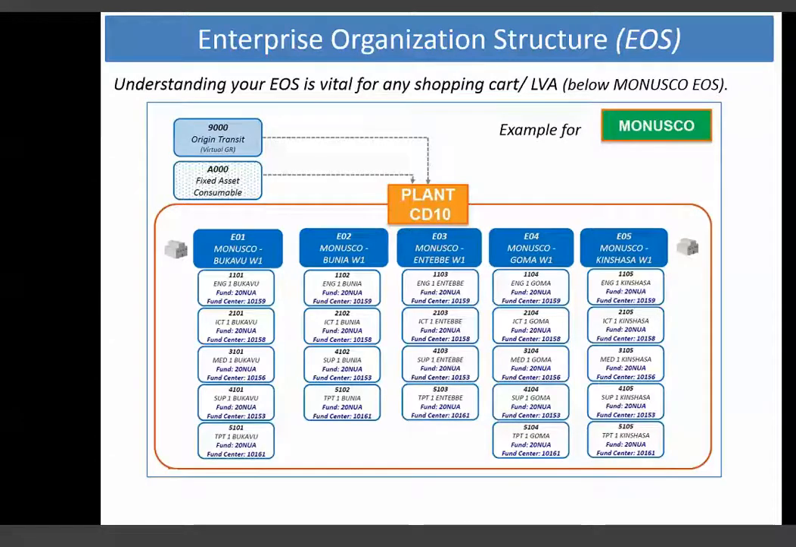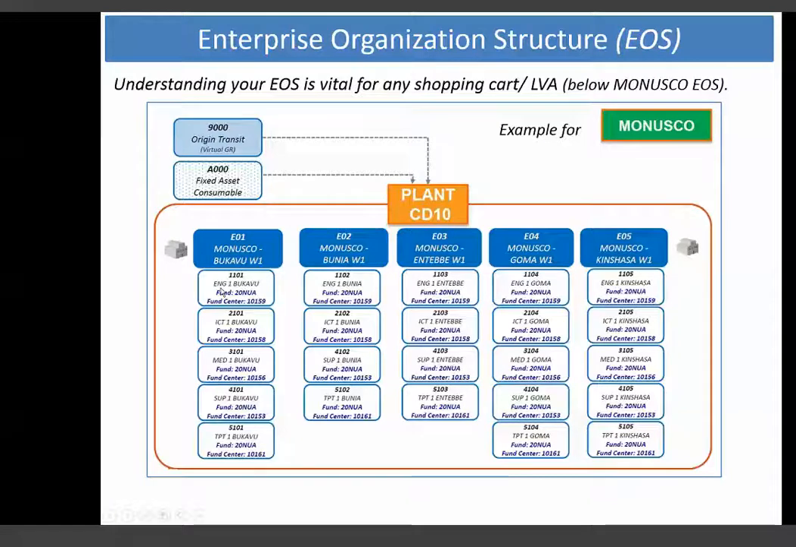It's important for you to understand the enterprise organization structure, meaning how your mission in terms of plant and storage location has been designed in Umoja terms. This is an example for the mission MONUSCO, which is represented with the plant CD10. MONUSCO is a big mission that has different sectors. Here we see that MONUSCO has one sector called Bukavu, another Bunia, Entebbe, Goma, and Kinshasa. So these are the different sectors, and MONUSCO is able to purchase for the inventory of all these sectors.